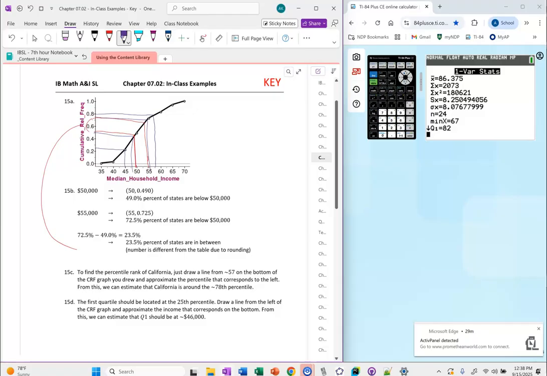You should have done this in the homework, right? This was like the end of 7-2 homework, was building these things and using them. Should be okay with doing this. It's not hard, but like you have to know what you're looking at.